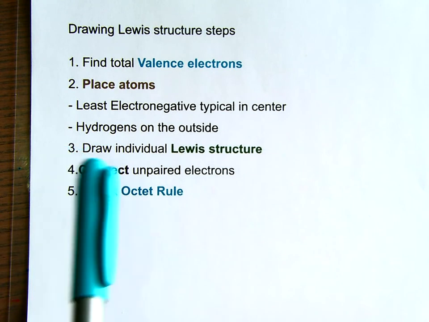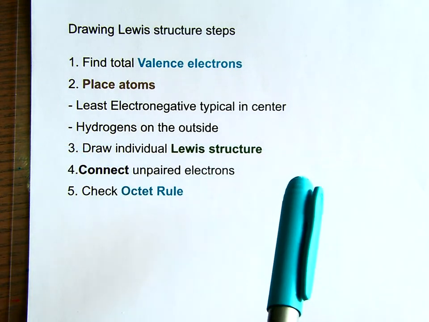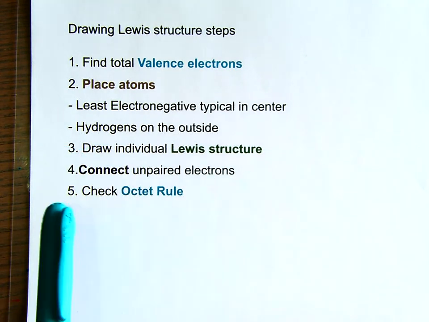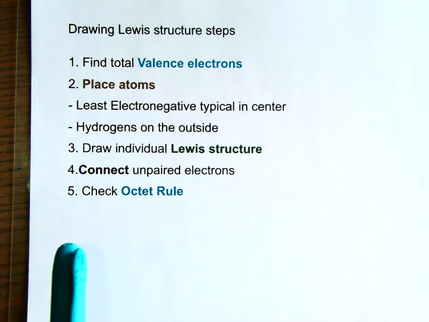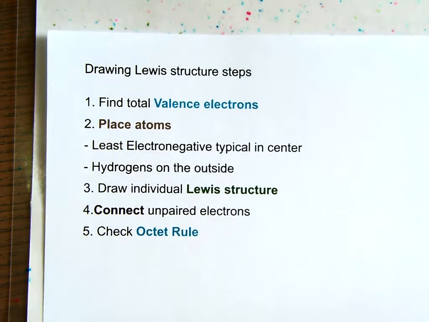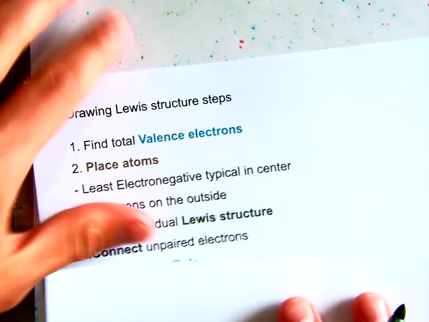Step 3, draw individual Lewis structures. We know how to do that. We did that in the first couple of weeks of school. Step 4, connect unpaired electrons. And step 5, check the octet rule. Make sure everything has a full outer shell. So let's look at some examples here. We'll start with a very simple example and then work our way to something a little more complex. Keeping these rules in mind, I'm going to go ahead and do a couple of problems here.